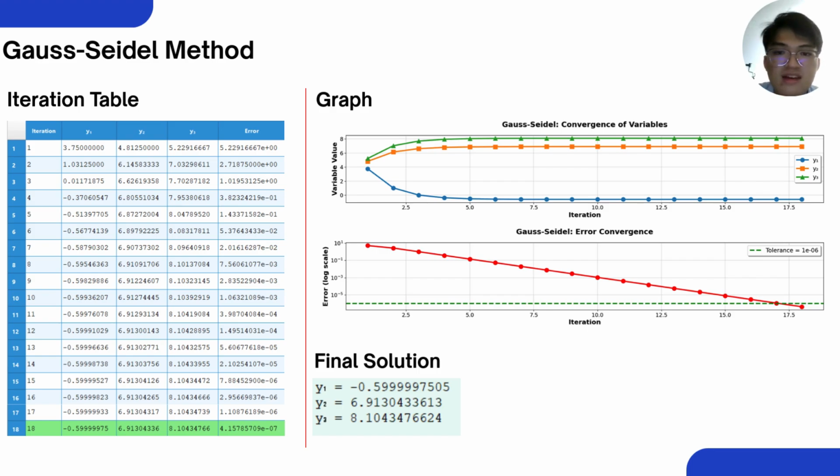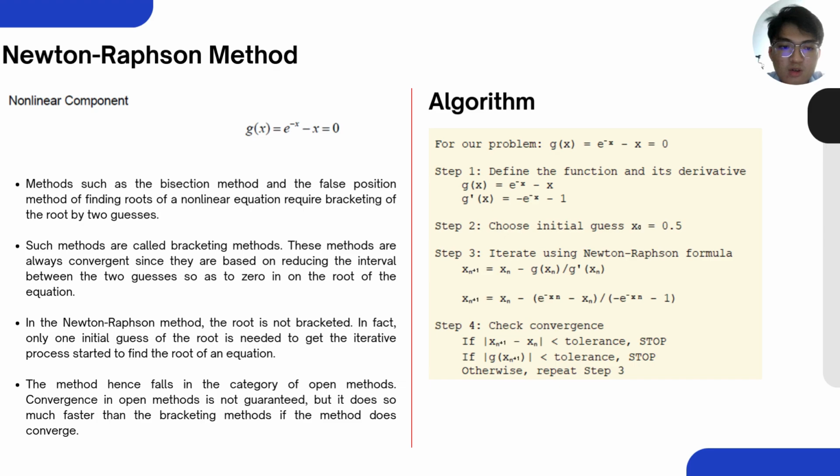So you can see in our graph that this shows the convergence of the variables to certain values, and also the error converges to 0 by iteration 18. So this is the way the Gauss-Seidel method converges. This is the final solution for the Gauss-Seidel method for these equations. Now we're moving on to the nonlinear components by using the Newton-Raphson method.